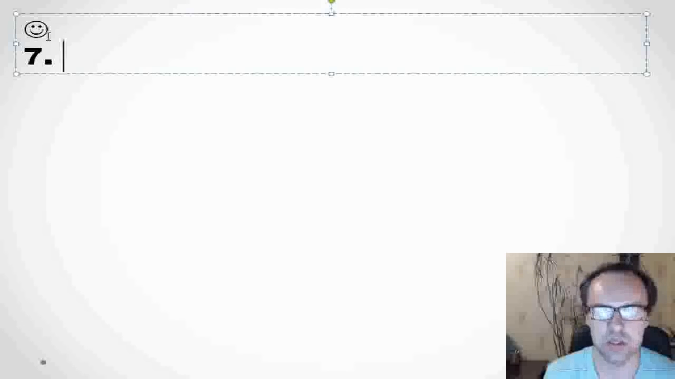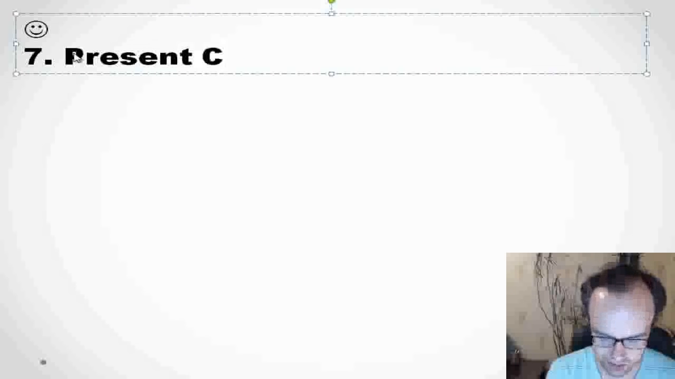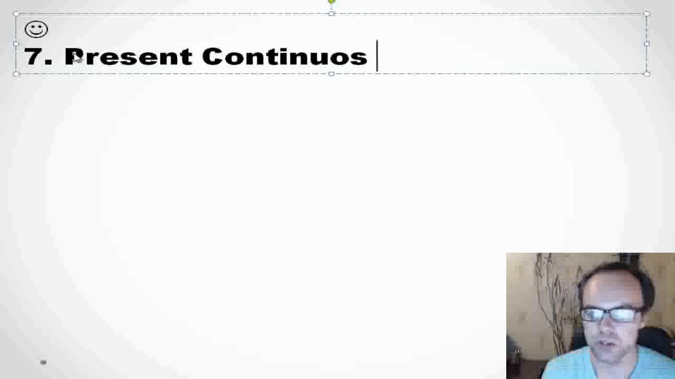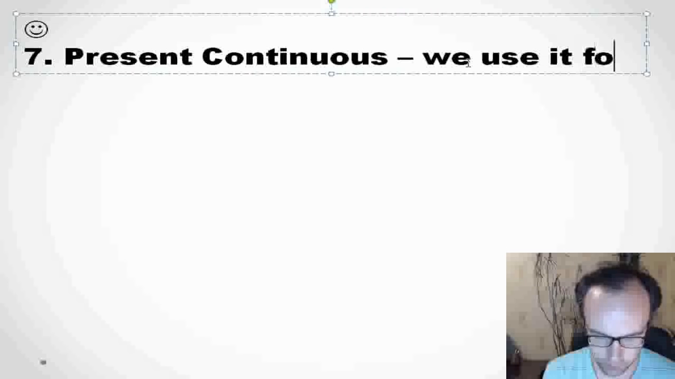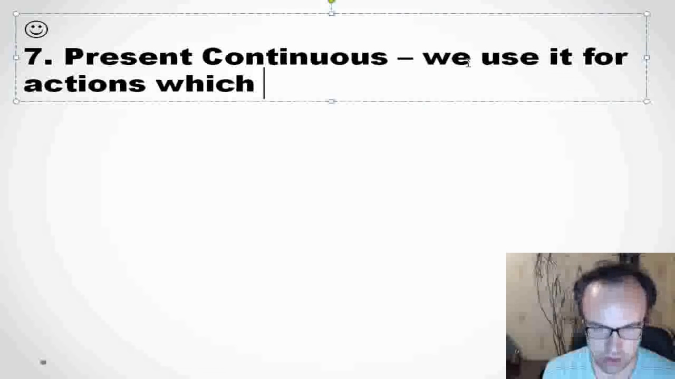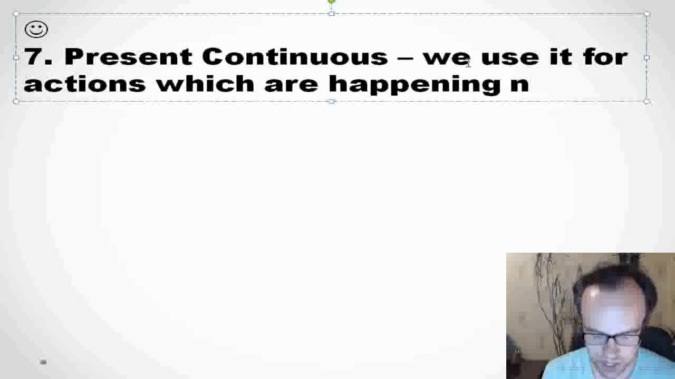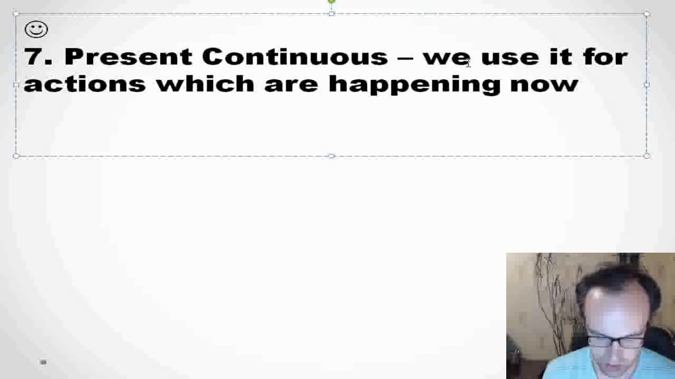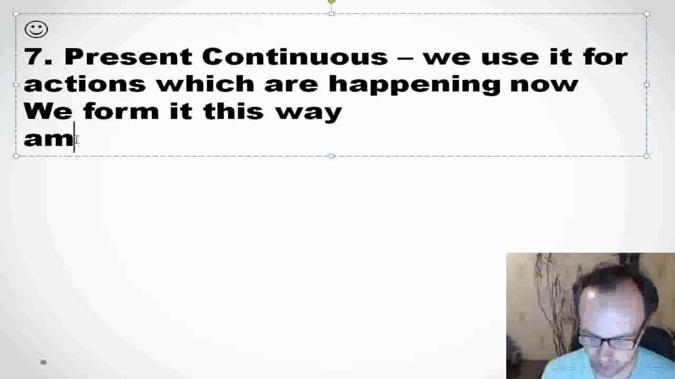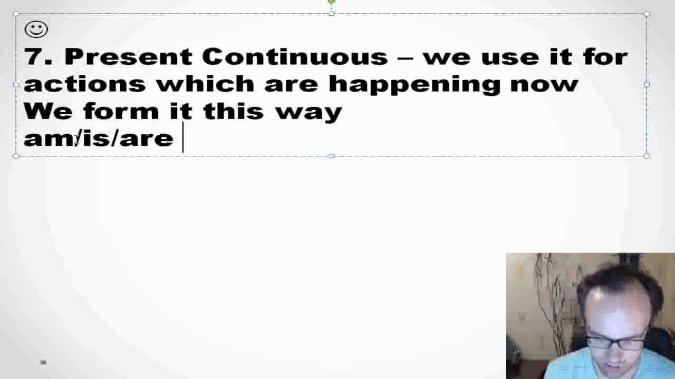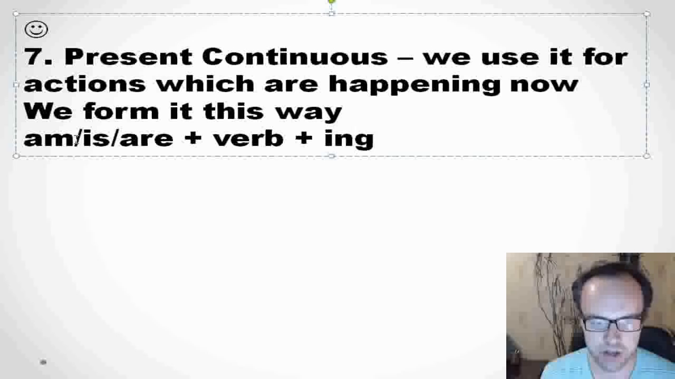Well, next. So 7. What is 7? It's present continuous. We use it for actions which are happening now. And we form it this way: am, is or are plus verb plus ing.